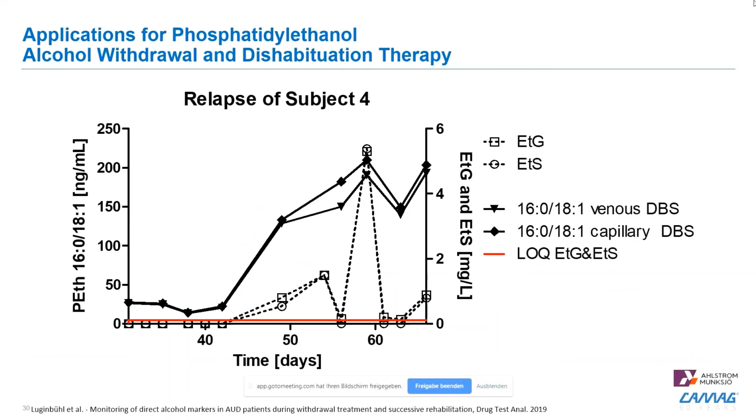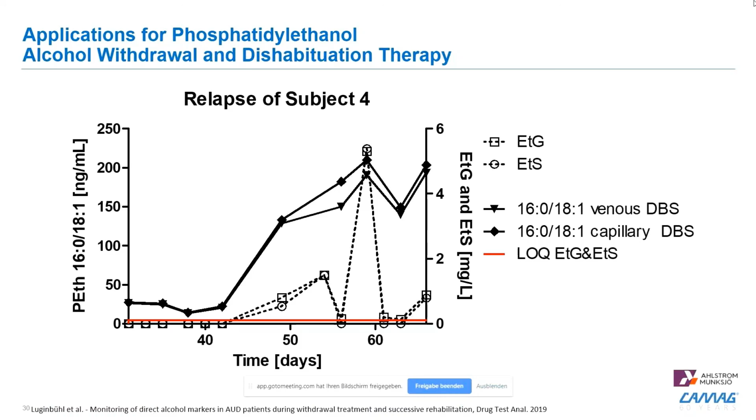It can also be used to detect relapse during the alcohol withdrawal and dishabituation therapy. Here depicted for a real life situation of subject number 4. This subject was abstinent for about 40 days, and afterwards the Christmas holidays took place, where we can see high rises in PEth concentration in venous and capillary blood. We can see here that once the subject started drinking, the phosphatidylethanol concentrations remained high during each of the sampling time points. In parallel, EtG and EtS in urine were sampled.